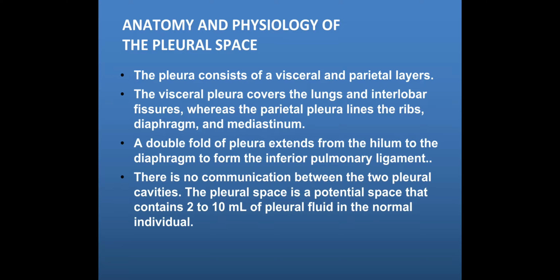That's why when the lung is collapsed in case of pneumothorax, you will see that the lung is at the level of, or even lower than, the level of the hilum because of the presence of the inferior pulmonary ligament. There is no communication between the two pleural cavities, as was mentioned before.